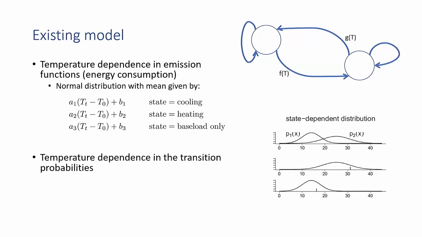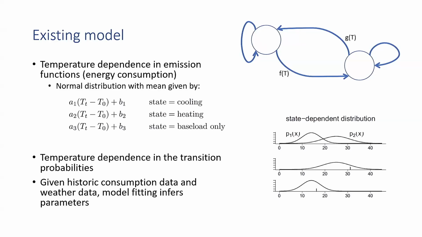In terms of how the emission functions could depend on an external factor, this is what we saw before. Let's say that was fixed for, say, 20 degrees Celsius. And now if it's, say, 10 degrees, maybe you need more heating energy. So this whole picture might shift to the right to reflect that. And then in practice, we give it the historic consumption data and the temperature data, and then the model will infer all of those parameters during the model fitting process.